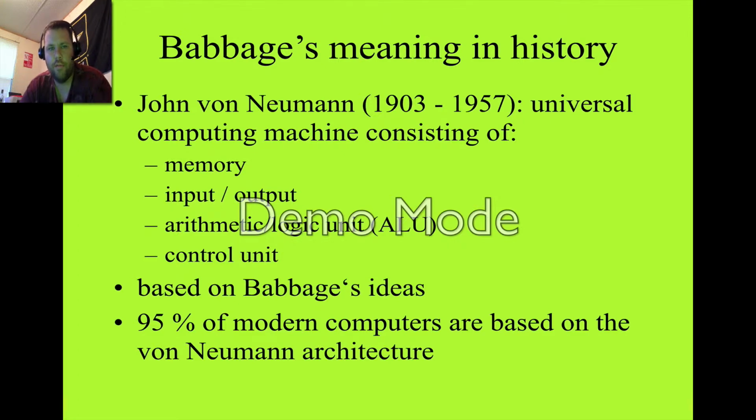Babbage's meaning in history. John von Neumann, from 1903 to 1957, universal computing machine consisting of memory, input-output, arithmetic logic, and a control unit, based on Babbage's designs. 95% of modern computers are based on this architecture. Even computers we use today, they all use this form. It's not a mechanical form anymore, it's digital, but it's the same form of computing.